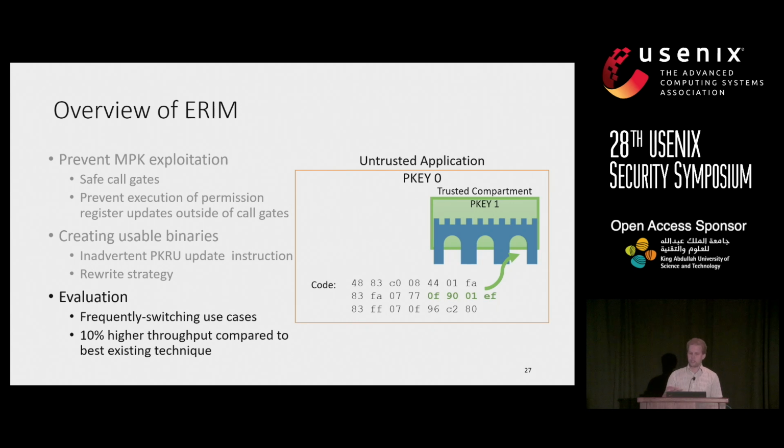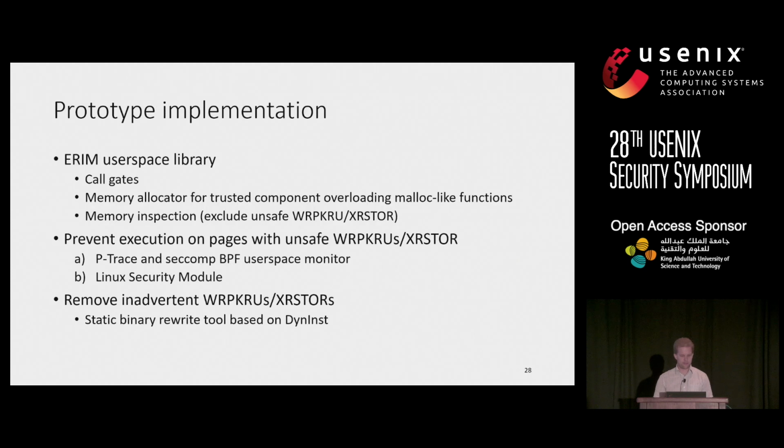Now we have a secure and usable isolation technique, and we would like to apply it to a frequently switching use case. Let me first tell you about our prototype. It's a user space library, which provides you the safe call gates that I talked about in the beginning, a memory allocator for the trusted compartment, and an inspection mechanism to find unsafe WRPKRUs and XRSTORs. We additionally provide you with a user space monitor and a Linux security module to intercept system calls that enable execute permissions for pages.